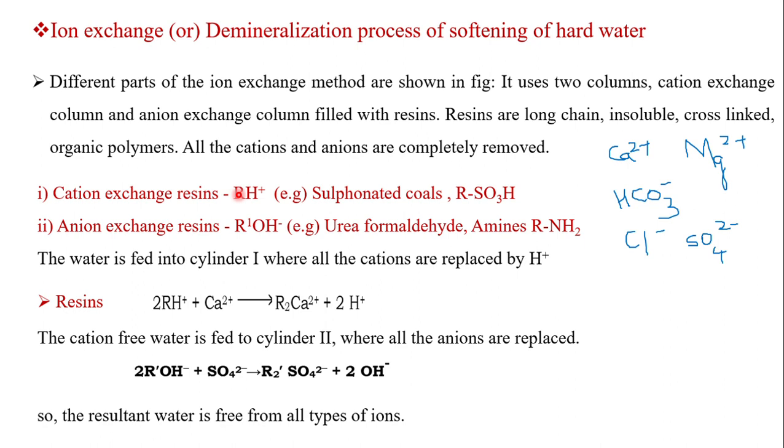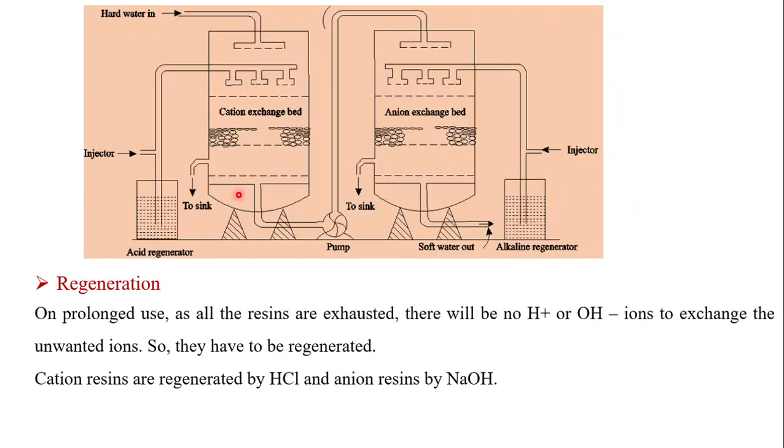Now coming to the working, how exactly it is going to work. This is the hard water. The hard water is initially supplied into the first column. In the first column, the functional group present is RH+. Imagine this water has high hardness because of Ca2+ and Mg2+. So the hard water has cations like Ca2+ and Mg2+.